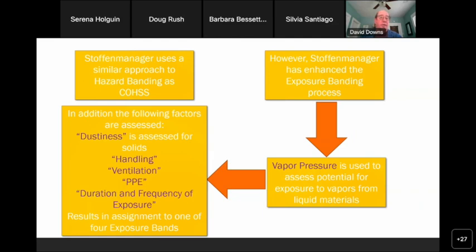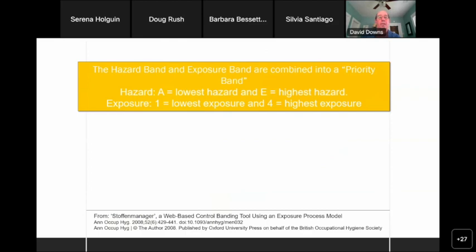They assess how it's being handled, what level of ventilation is applied, and whether or not, and what type of PPE might be used, and so forth. So it results in the assignment to one of 4 exposure bands as a result of this exposure banding process. Now, the hazard band and exposure band are combined.